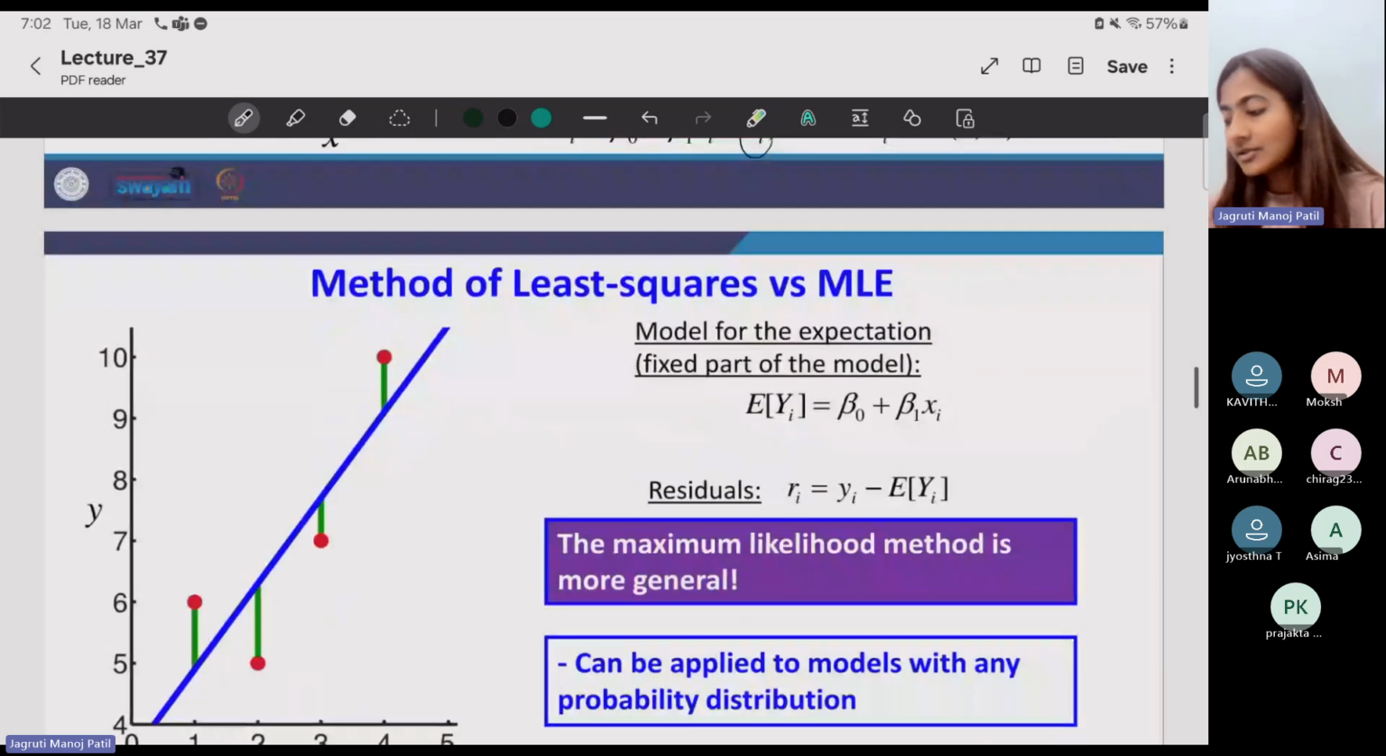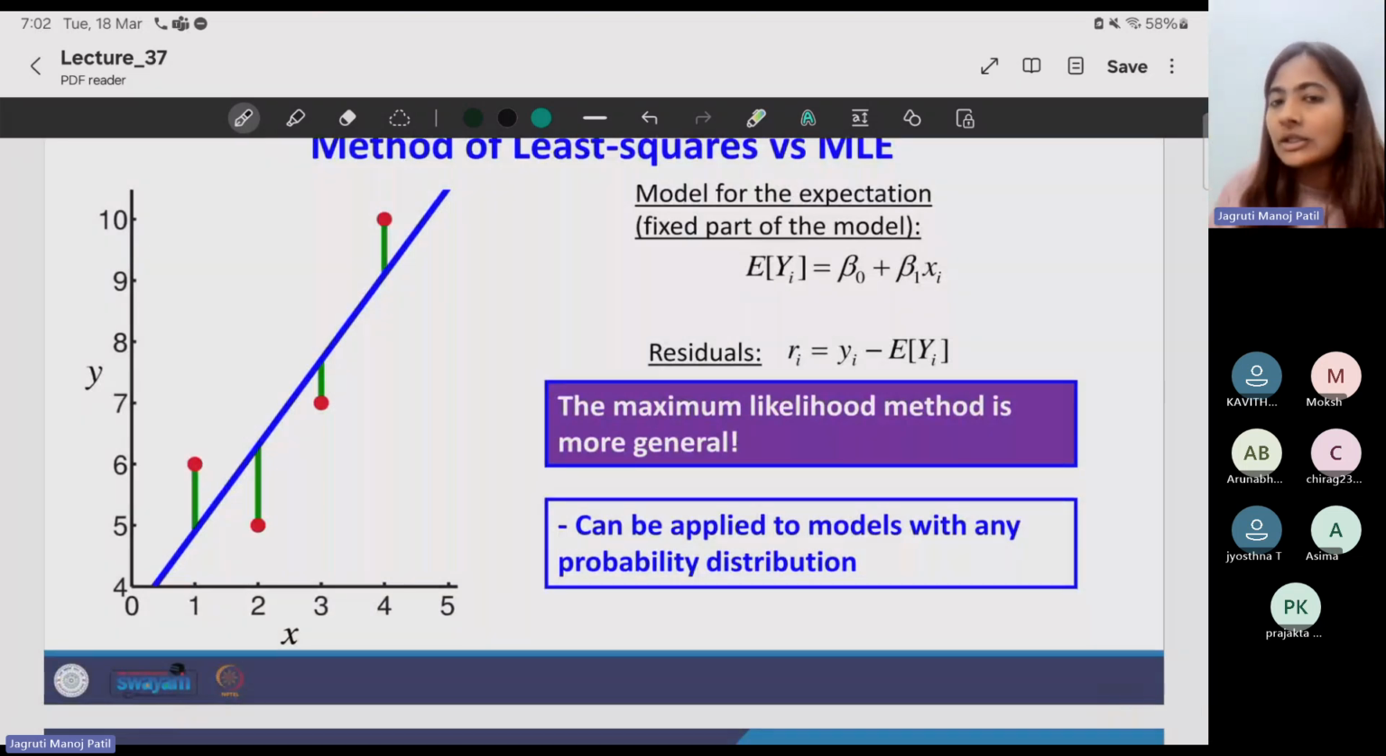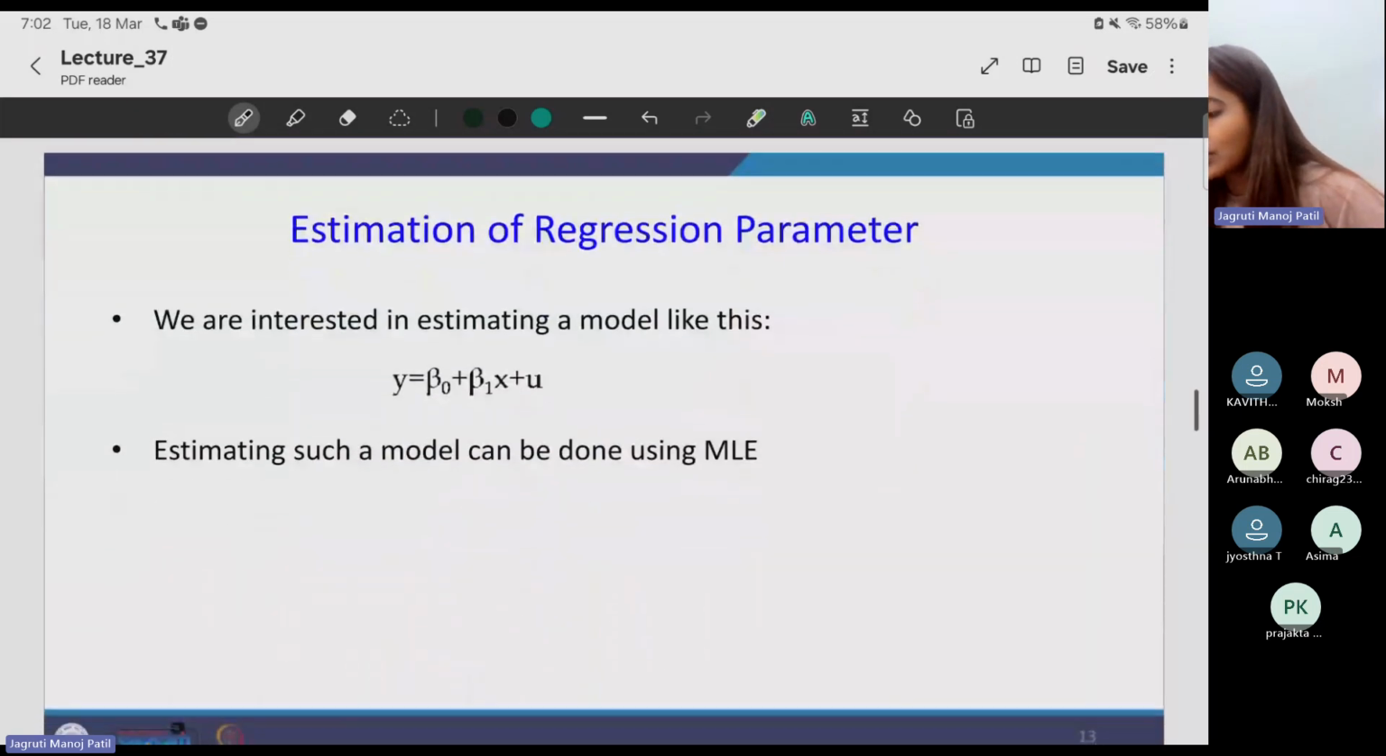But with MLE, that is not the case. MLE is more general and you can apply it to any number of probability distribution functions. It does not need an inherent definite condition that your error or your residual should only follow a normal distribution. So that is the flexibility it gives you.